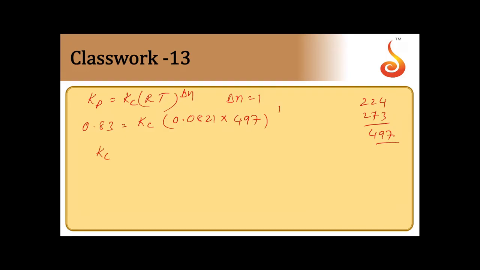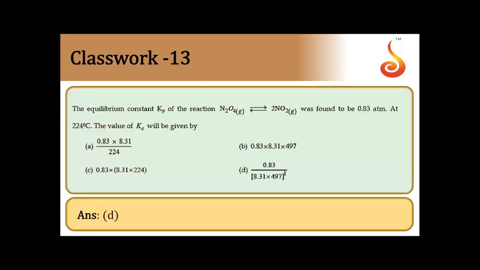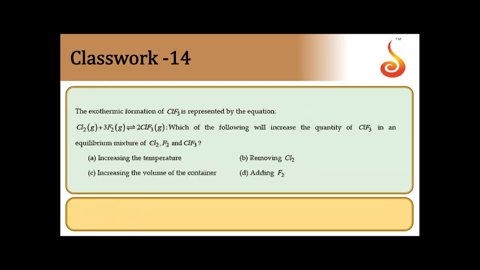So we require the value of Kc. So Kc is equal to 0.83 by 0.0821 into 497. Therefore the option is D. So D is the answer. So we directly substitute in the formula only.